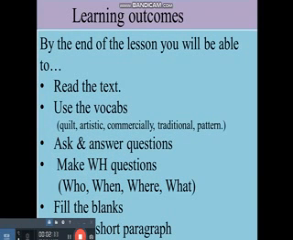Okay, dear student. By the end of this lesson you will be able to read the text, use the vocabs like quiet, artistic, commercially, traditional, pattern, ask and answer the questions, make WH questions and fill in the gaps. Okay, dear student.